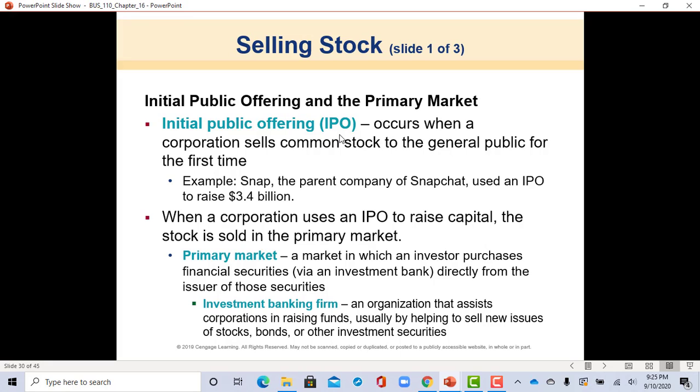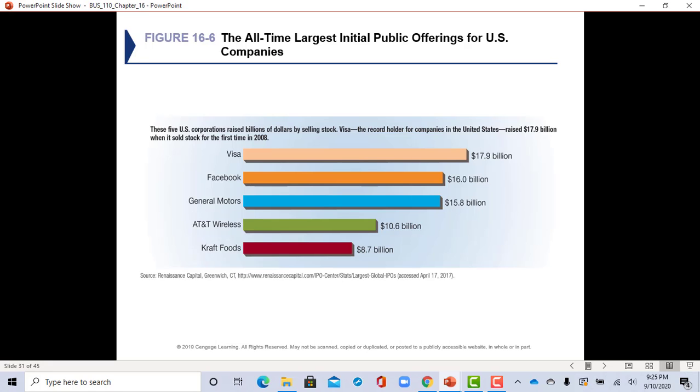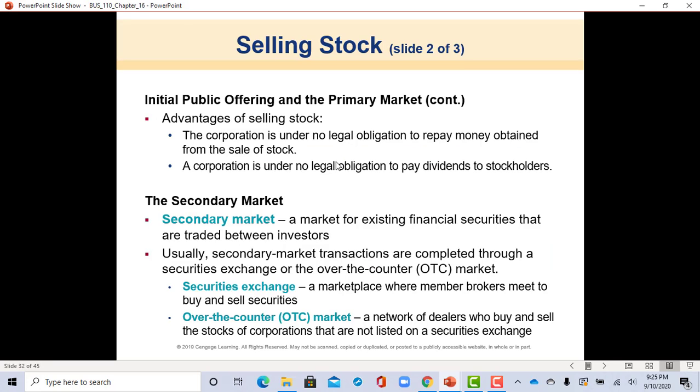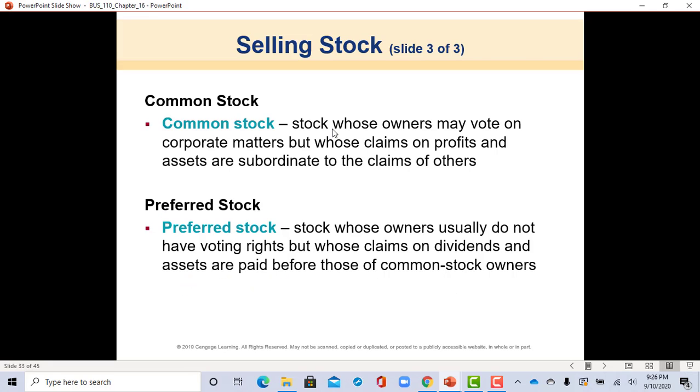There's also selling stock. We've already talked a few weeks ago about the initial public offering and how that comes about when a business is looking for additional funding. The all-time largest initial public offerings for U.S. companies are listed here. So you can sell stock. Also, you can take in money from a secondary market. There's common stock and preferred stock.